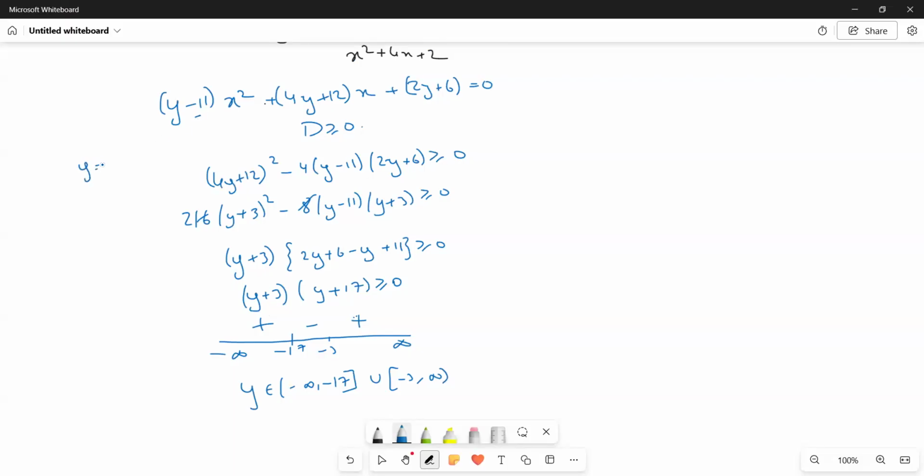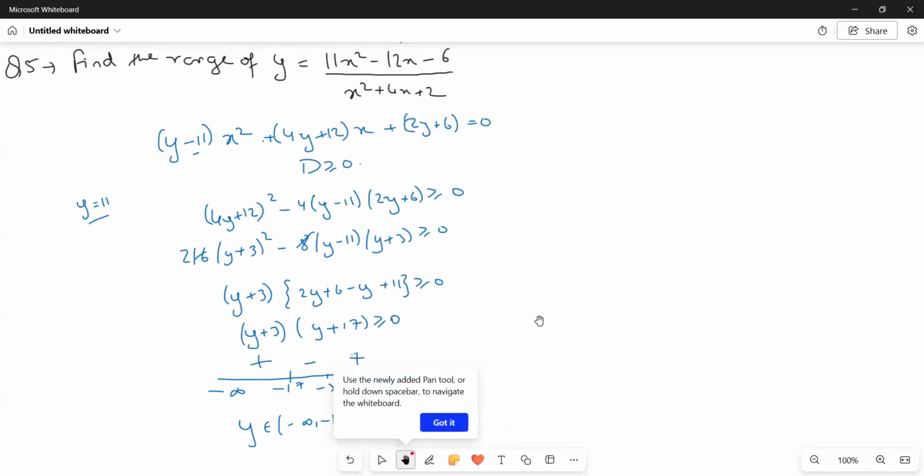0. So for y equal to 11 we will have to check. Okay? So just do that check once. Okay, one valid x will come. The 11x will cancel with 11x. We will have 44x minus 12x, 58x is equal to, okay, x will come. So the answer is minus infinity to minus 17 union minus 3 to infinity. That would be the range of this.